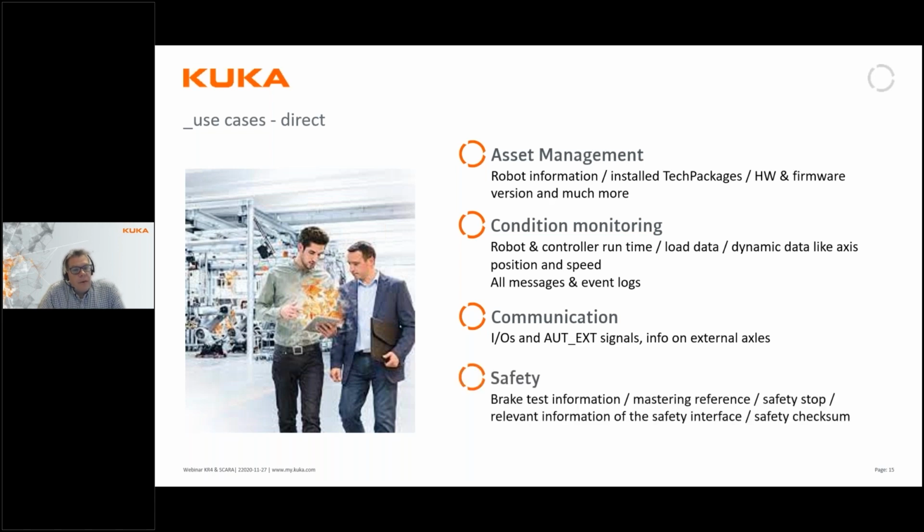And of course, also safety information. That could be that if the brake test has been done, when it was done, if it was successful, if the robot is in a safety stop, for example. The safety checksum of the robot is also important. All this data here is what we typically use as the direct use cases. This is pure relevant information that you will need directly to analyze.